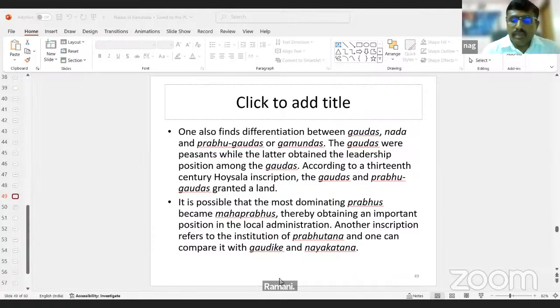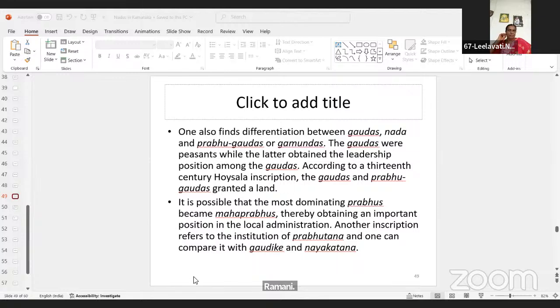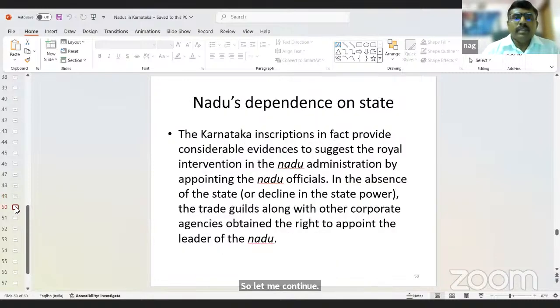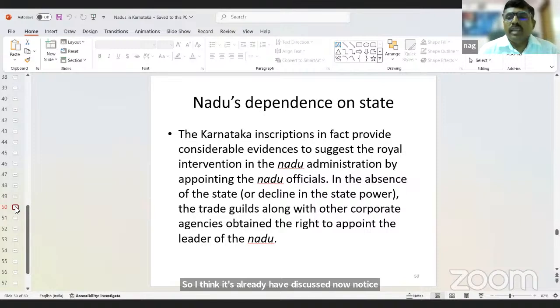Yeah. So let me continue. I think this I've already discussed. Now, the Nadus' dependence on the state. I will come to the last part of my lecture, so I will just wind up by discussing these particular aspects.